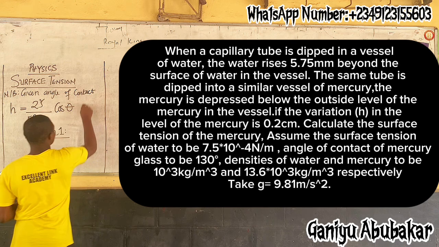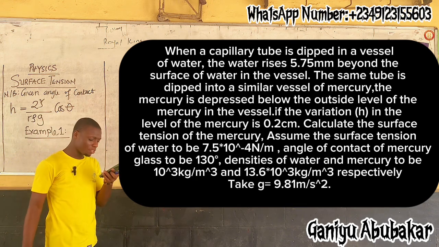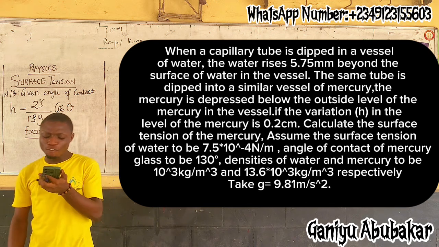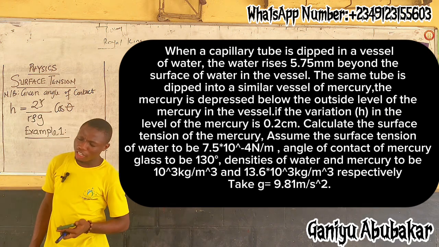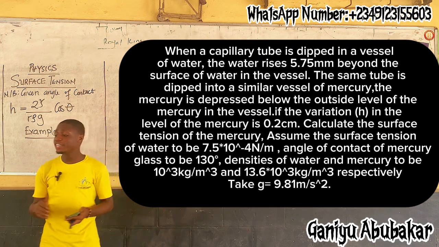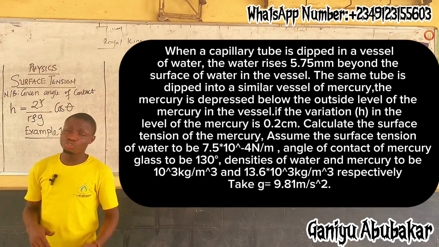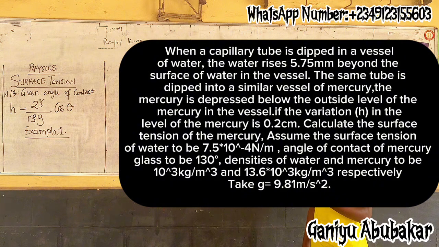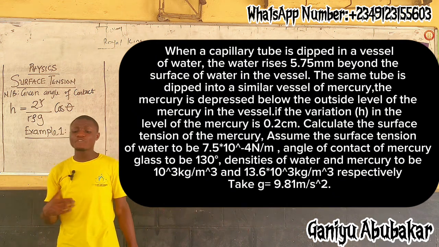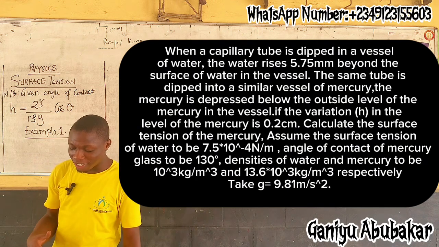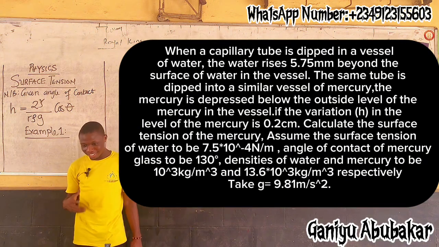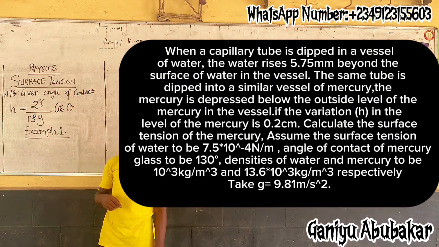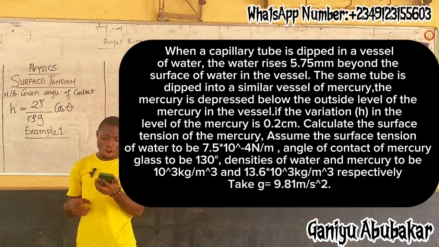If the variation h, small h, in the level of mercury is 0.2 centimeter, calculate the surface tension of the mercury. Handwriting has changed. Calculate the surface tension of mercury.